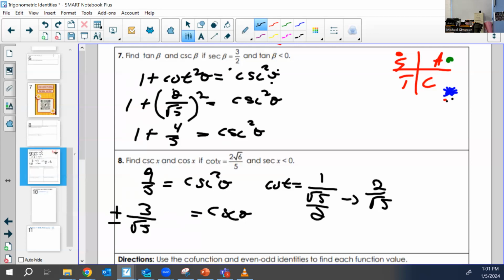Am I going to use plus or minus? Which one am I going to use? Cosecant. I'm in the 4th quadrant, so is that going to be positive or negative? Negative. So my answer is going to be negative.